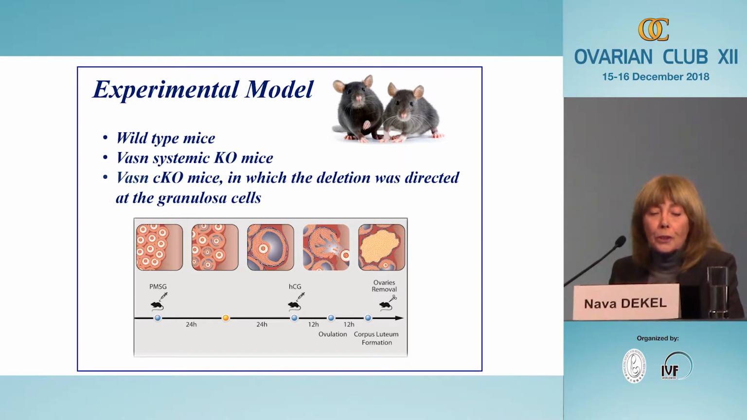In addition to wild-type mice, we used another 2 mouse models. One was the Vasorin systemic knockout mice, and the other one was Vasorin conditional knockout mice, in which the deletion was directed at the ovarian granulosa cells. I will provide more details about this model later on. The important point to remember is that the deletion here is limited to the ovarian granulosa cells.